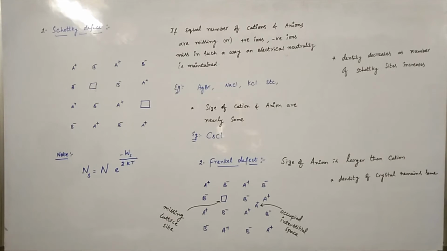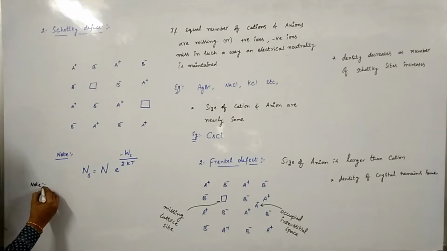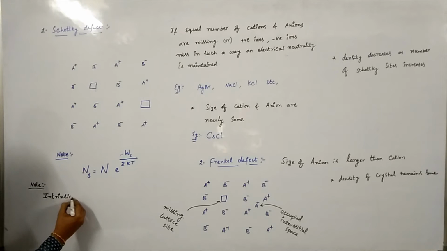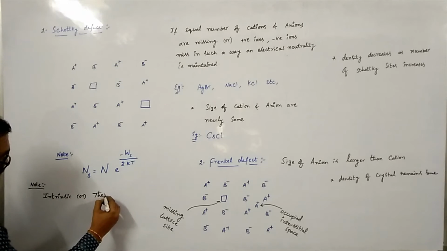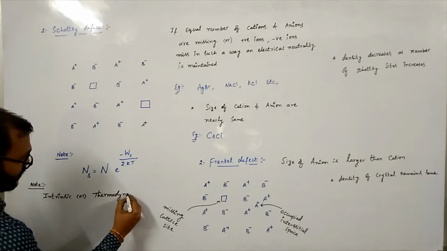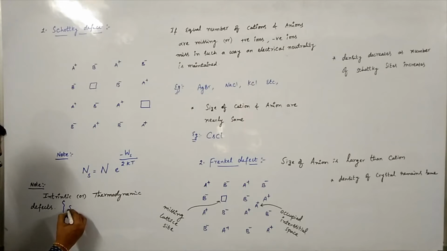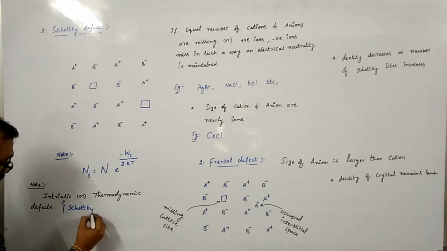Both Schottky defect as well as Frenkel defect are also called intrinsic or thermodynamic defects. These both are called intrinsic, or we also call them thermodynamic defects. Intrinsic or thermodynamic defects, Schottky and Frenkel.